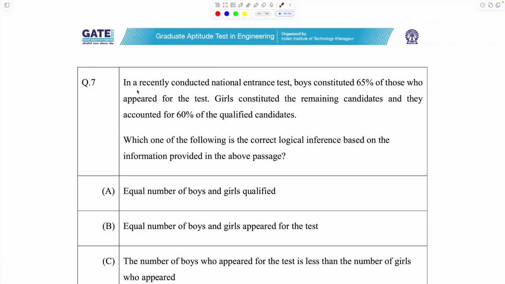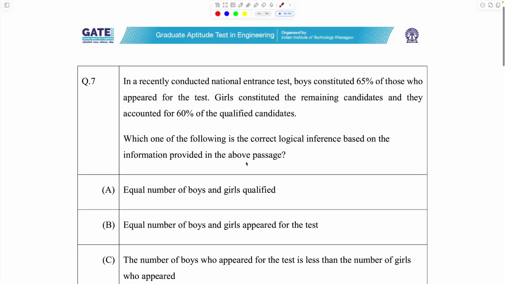The question states that in a recently conducted national entrance test, some kind of entrance test, like the ones we have also faced for GATE, for JE, for all those, right? So in the national entrance test, boys constituted 65% of those who appeared for the test. And girls constituted the remaining candidates, and they accounted for 60% of the qualified candidates. Which one of the following is the correct logical inference based on the information provided in the above passage?